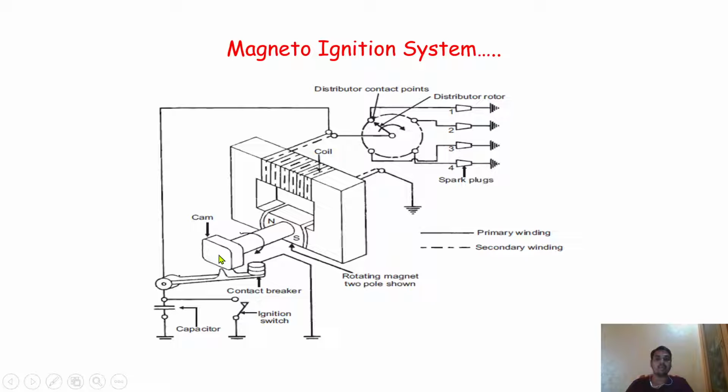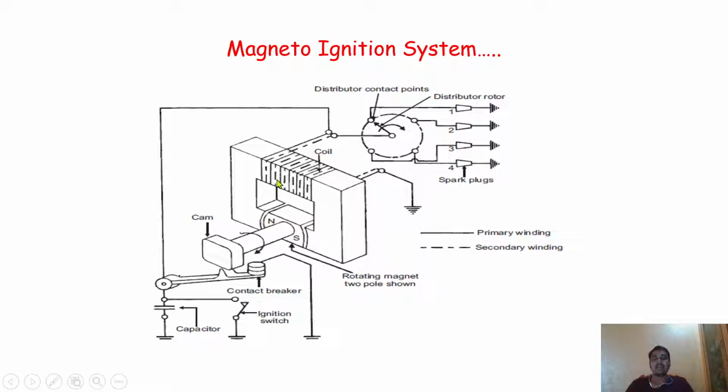Once it is rotated, it is used to make the contact and to break the contact for the connection. Here is the rotating magnet consisting of the south pole and the north pole, and it is always rotating in this iron core, which has the two windings. The dotted line indicates the secondary winding, and the thick line indicates the primary winding.